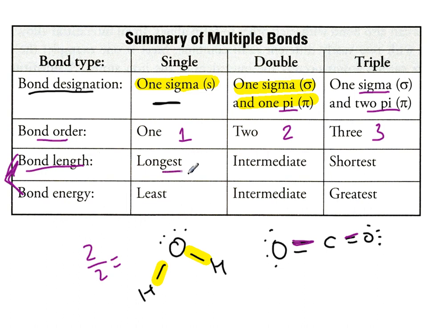The longest bond is always going to be a single bond. The intermediate is a double, and as you increase the number of bonds, the bonds get shorter. So a triple bond is the shortest. Finally, bond energy. A single bond has the least amount of energy, it increases with a double bond, and a triple bond has the greatest amount of energy. So those are basically the key things you need to know about bonds.